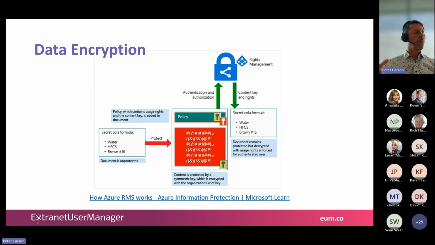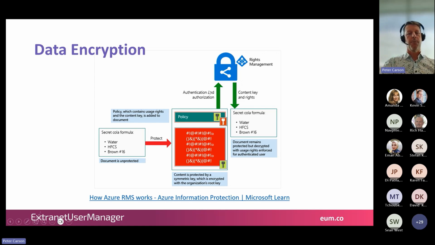And it doesn't matter where they put that document. They could save the document. They could download it from Teams onto their local machine. They could then put it on a thumb drive and give it to Pepsi and say, here's Coke's secret formula. Unless that Pepsi person has the credentials to authenticate and authorize to decrypt that document, they can't do anything with it. So that's the beauty of the document encryption.